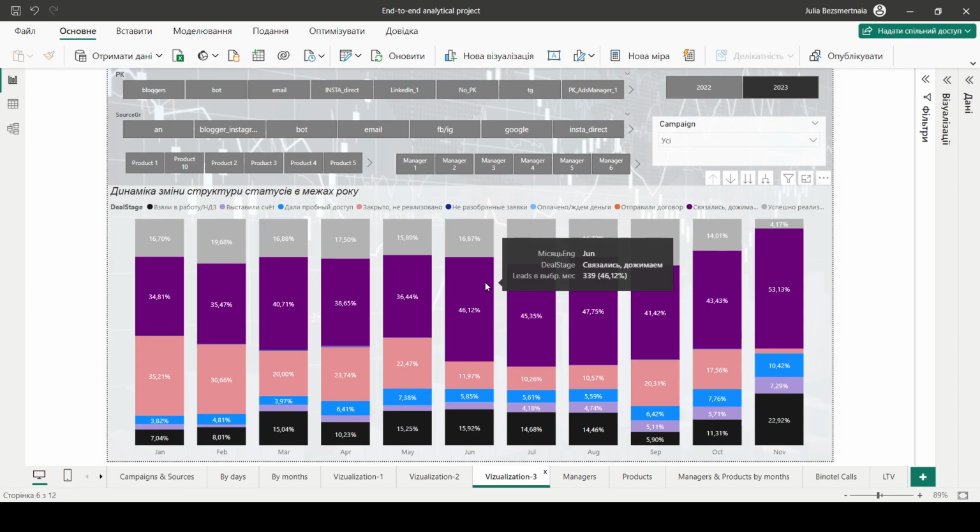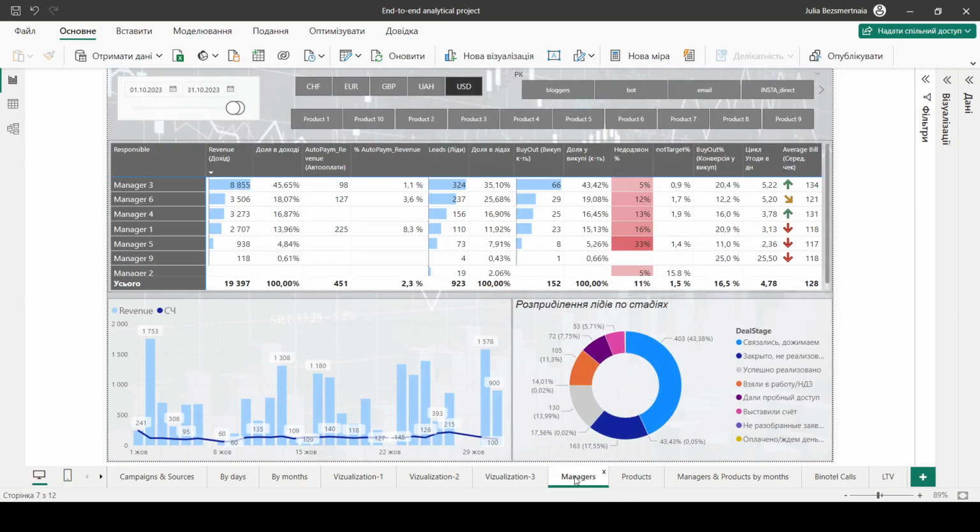For example, connect with client, create bill, closing, and etc. Also, in end-to-end analytical projects, we have pages with statistics by managers. We can use a filter by products.